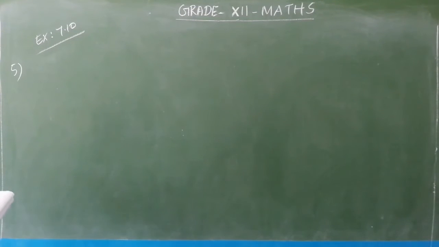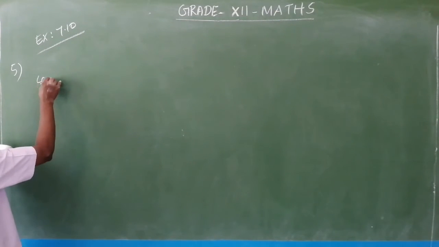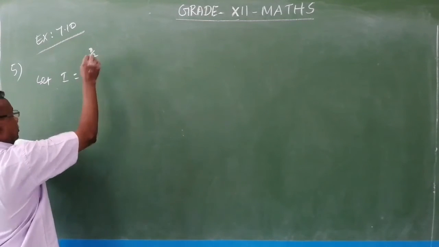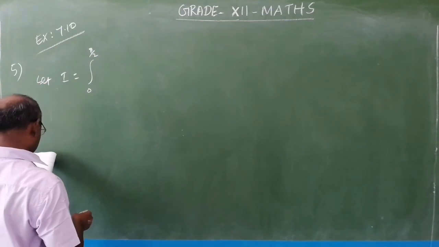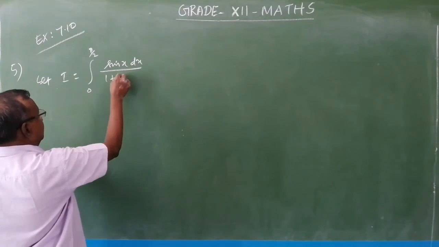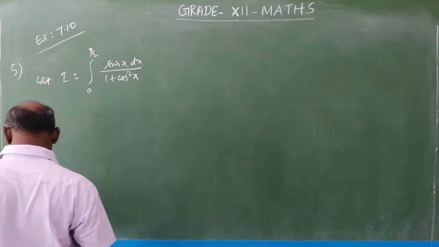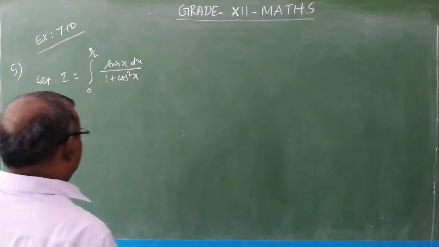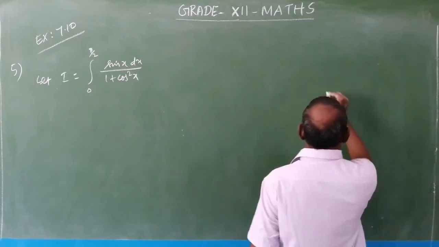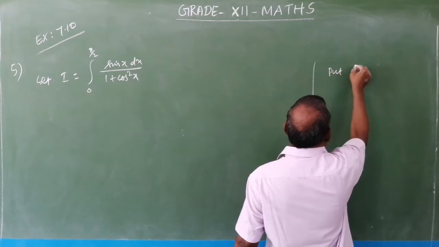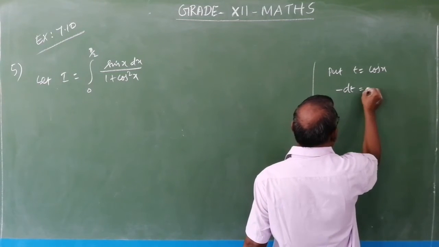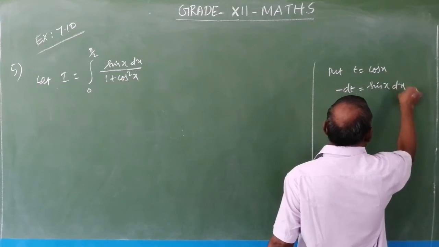This will be question number 5. Assume the integrand, let I equal the integral from 0 to pi by 2 of sin x dx divided by 1 plus cos square x. Now substitute for cos x, because the derivative will be sin x dx. So put t equal to cos x, then minus dt equal to sin x dx.